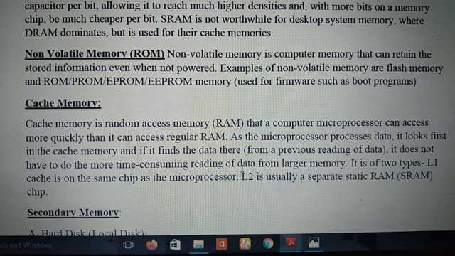Cache memory is basically the fastest memory, and it is also used to store data, but it stores data for a temporary purpose.